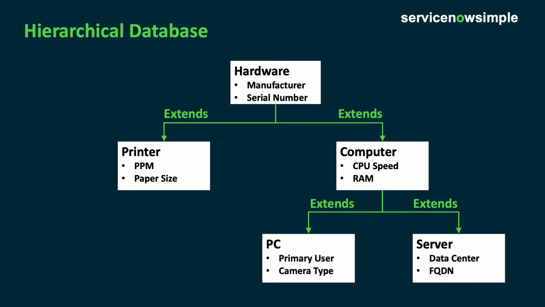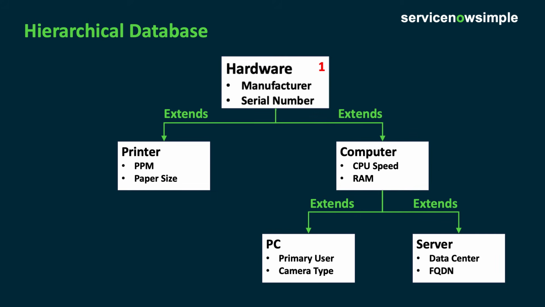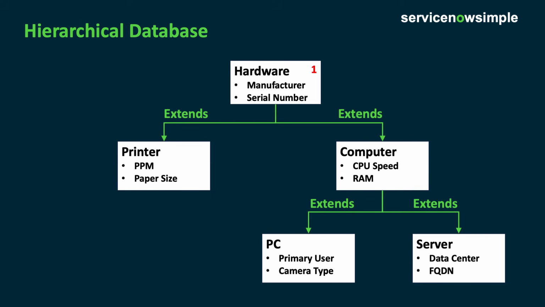Records can be added into the tables at any level of the hierarchy. So check this out. Suppose we insert a record into the hardware table. We have one hardware item. And then we add a printer. We now have one printer item and two hardware items. Add a record to computer, and we have one computer item, one printer item, and three hardware items.